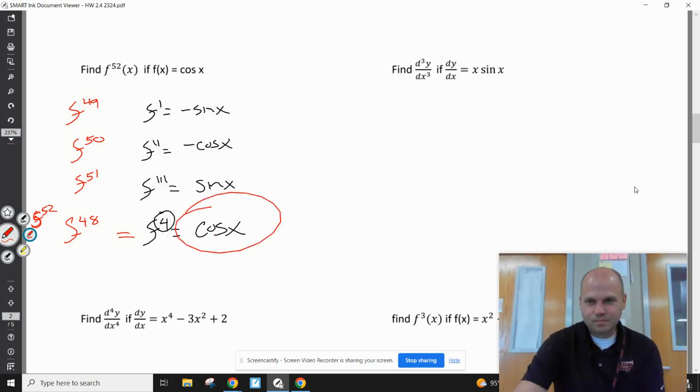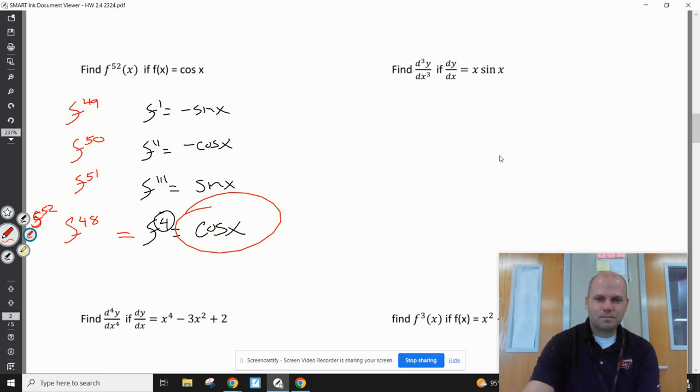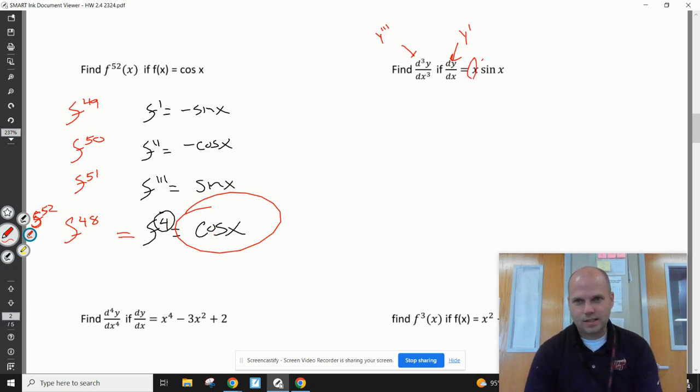Here's a good one. I'm giving you dy dx. This is already a first derivative. I'm asking you for a third derivative. You only need to take the derivative 2 more times. I start out with x's times x's. So I have to use the product rule. Derivative of the first times the second plus the derivative of the second times the first.